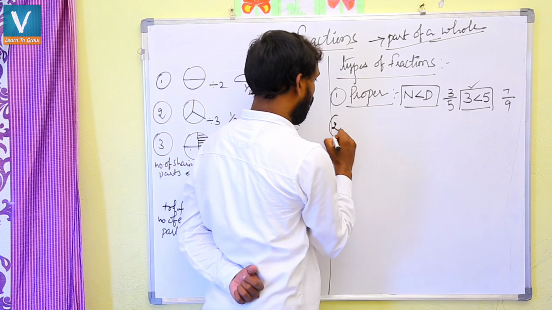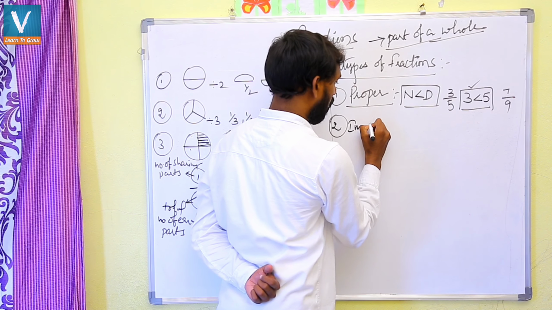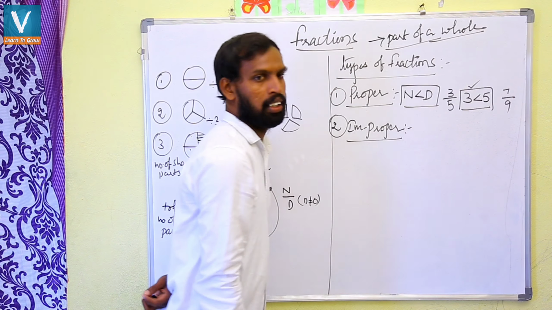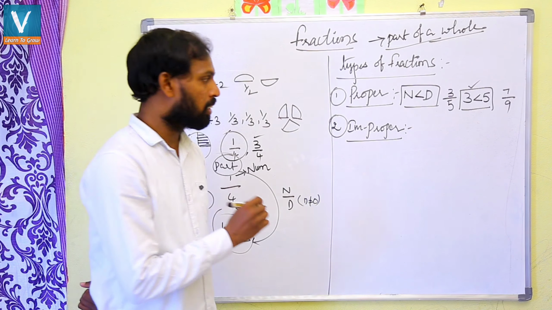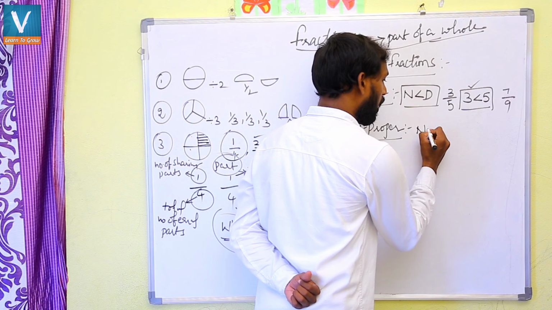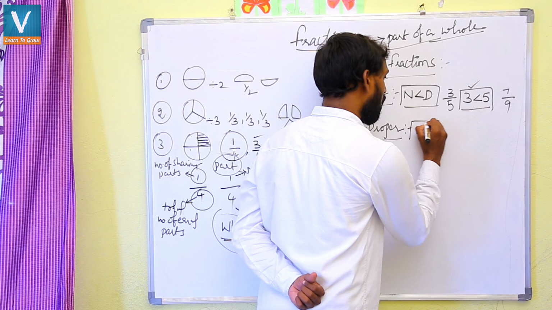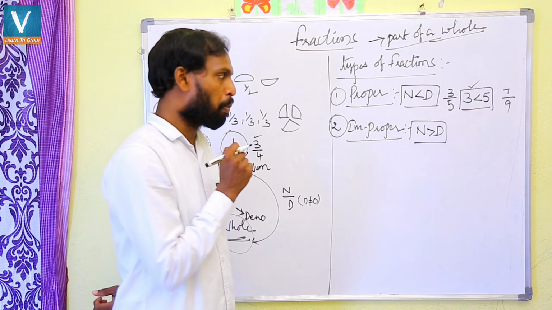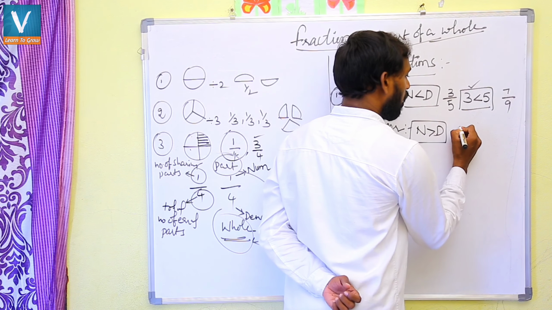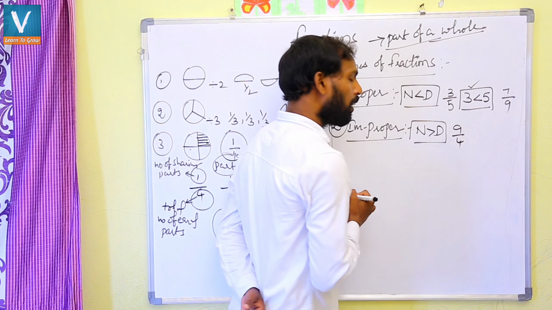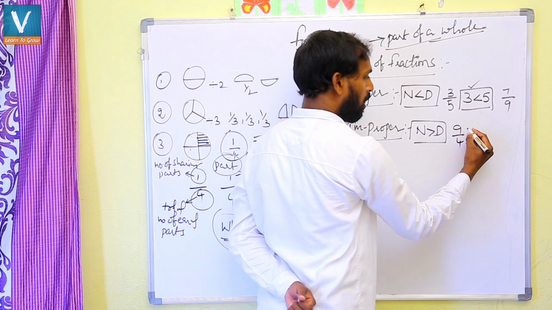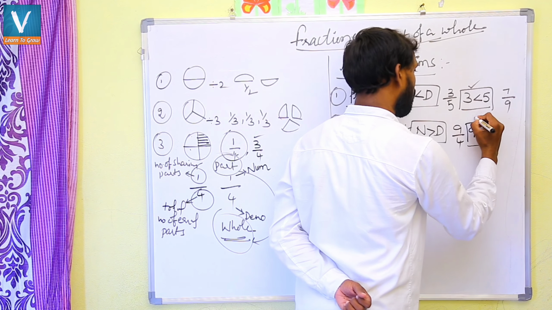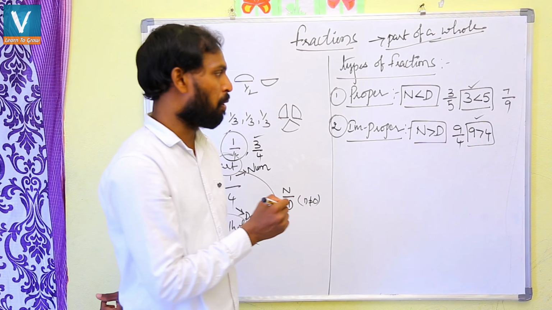And the second one is about improper fractions. The condition of an improper fraction is that the numerator should be greater than the denominator. Then we can say that is an improper fraction. We'll see some examples. 9 by 4. We know this is the numerator and denominator. Is 9 greater than 4? Yes, 9 is greater than 4. It is an improper fraction.